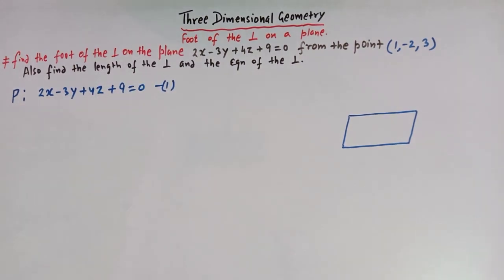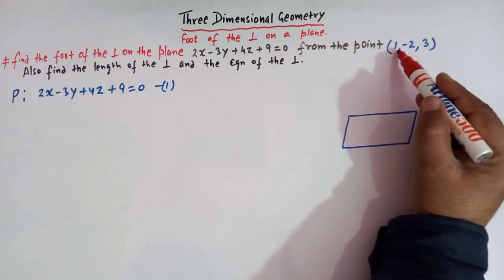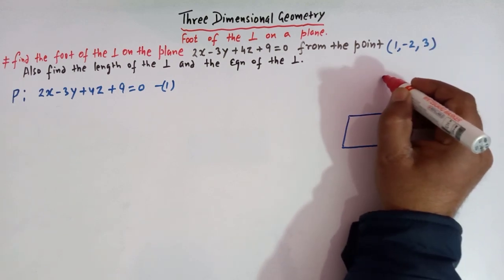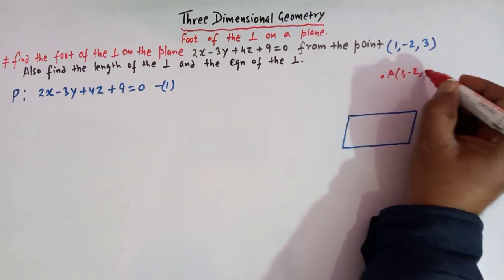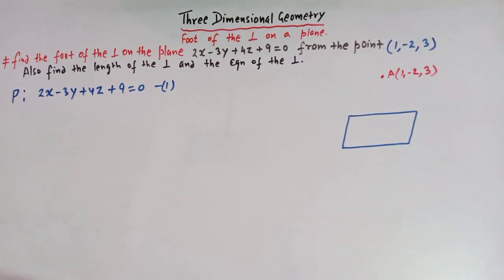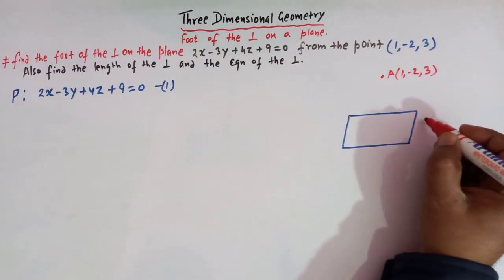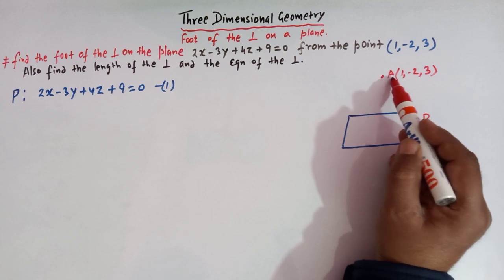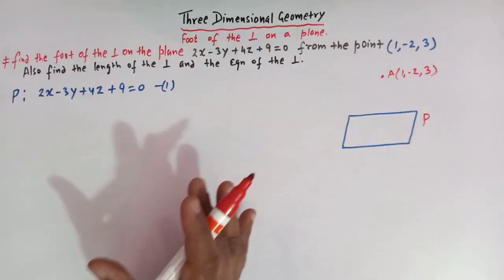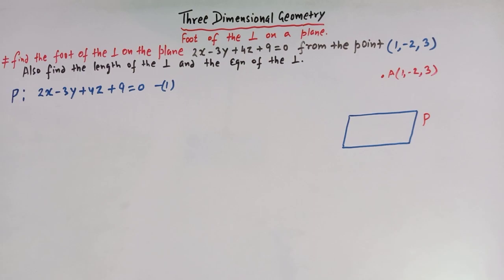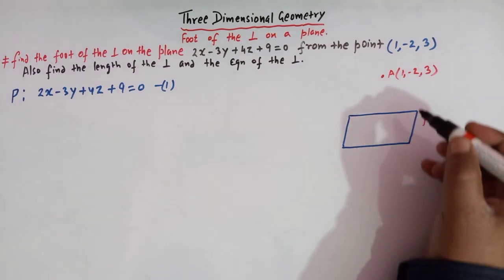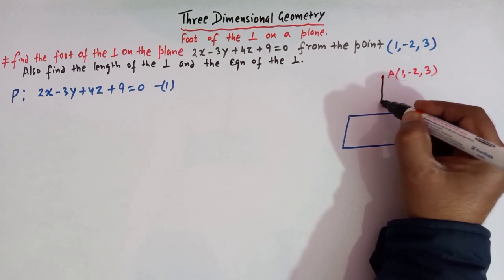And here we are given a point, say A, which is the point (1, -2, 3). So let us take this point over here, and this is (1, -2, 3). So this is the situation: this is the plane P, and this is the given point A. So what we are going to do in this video, see, if we draw a perpendicular from this point A to this plane P, let us draw the perpendicular like this.